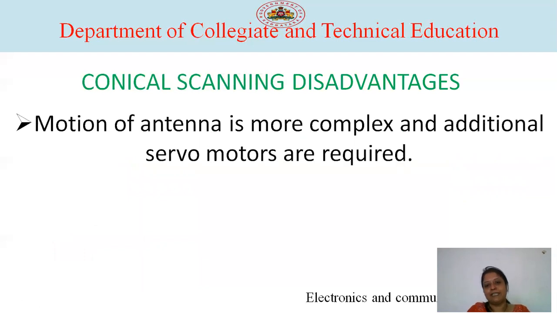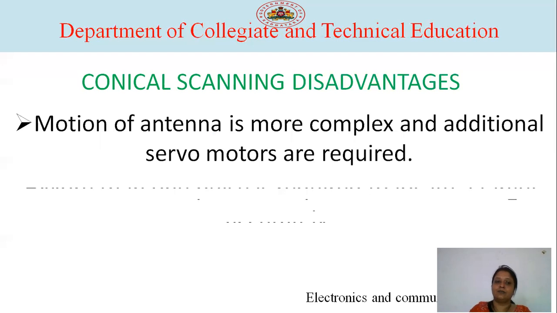One of the limitations of conical scanning is what? The motion of the antenna is more complex, and additional servo motors are required here. Compared to lobe switching, which has only two positions, you switch from 1 to 2, 2 to 1 like that. But in conical scanning, the movement of the antenna is very complex. Therefore, it requires servo motors and additional circuits.